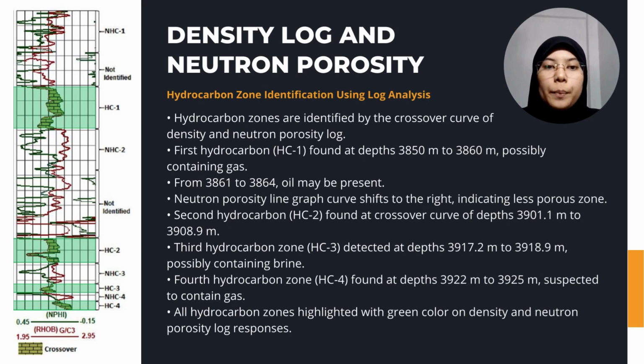and HC4. The first hydrocarbon zone that has been identified was at the depth of 3,850 meters to 3,864 meters. The first hydrocarbon found is possibly containing gas and oil. At the depth of 3,850 until 3,860 meters, we can identify that there might be gas existing at the zone.